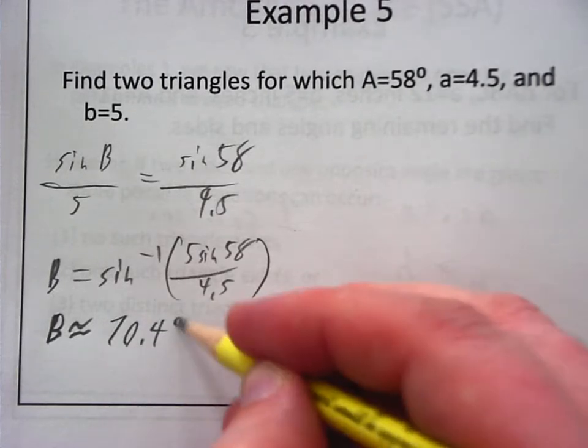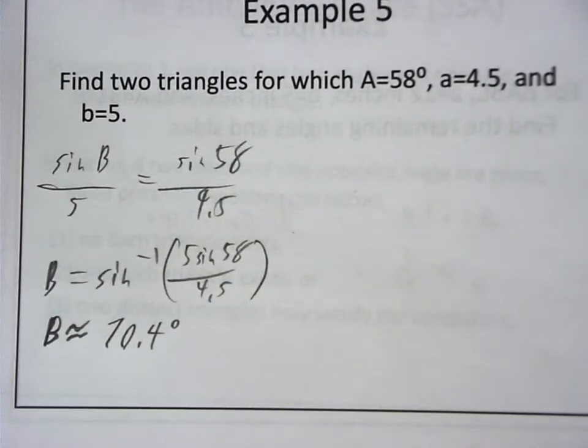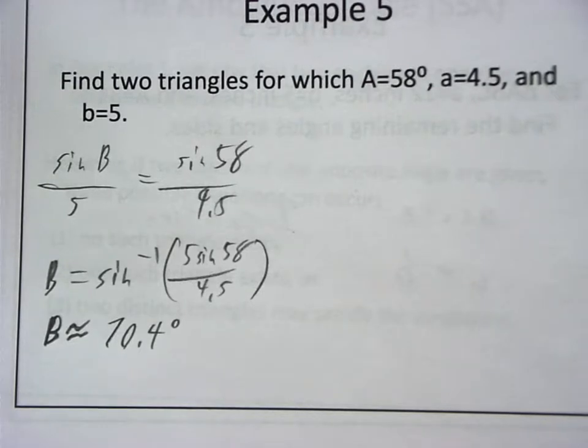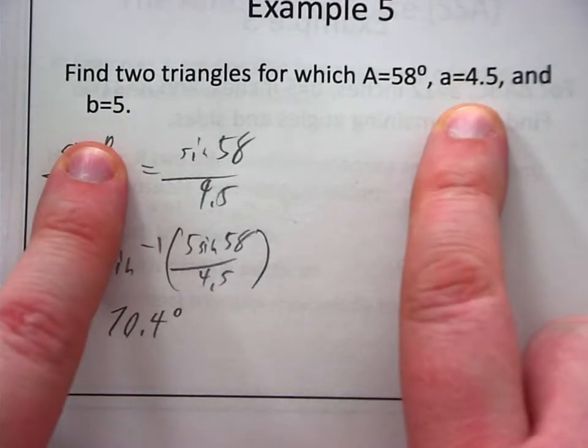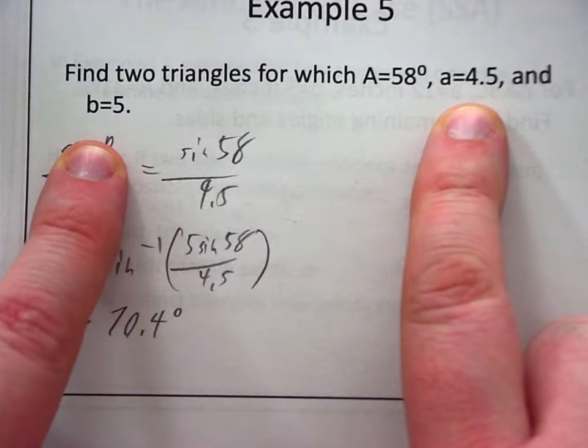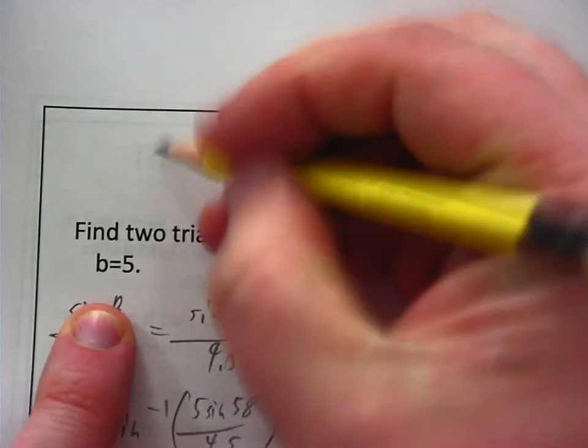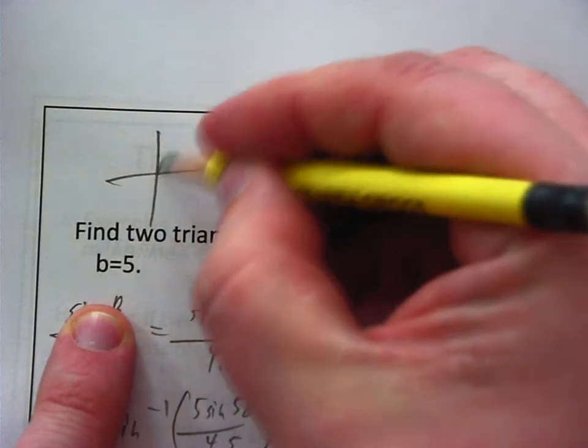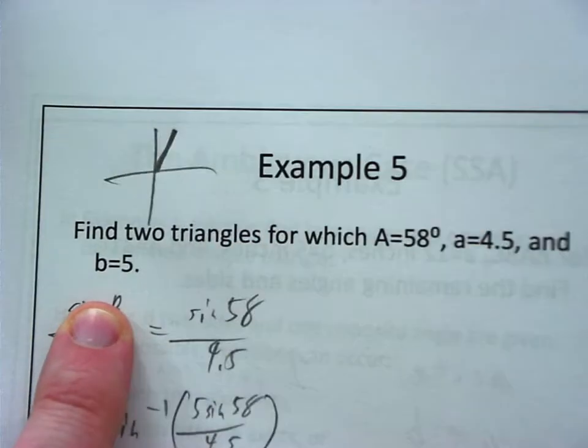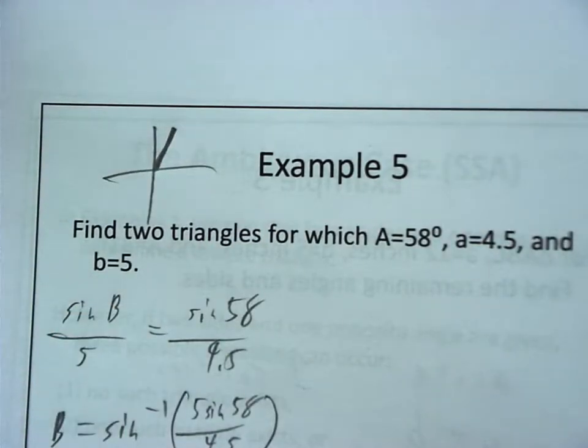Anybody else get that? 70.4 degrees? Okay. Now, the problem is, since A is less than B, and it worked, there are possibly 2 answers. So I need to stop and look at it. Now, you could actually do this with the other ones as well. It would just give you an error eventually with the second one.